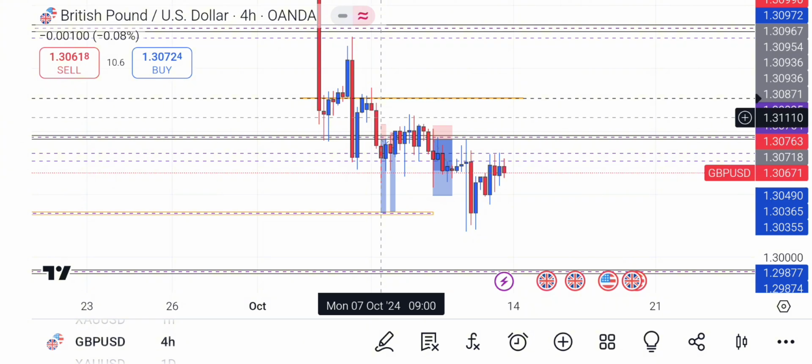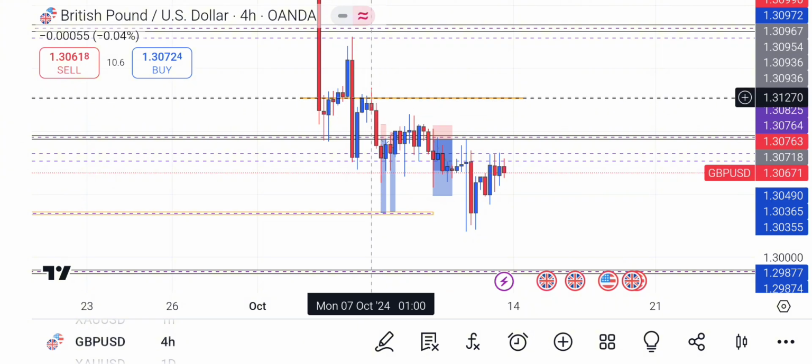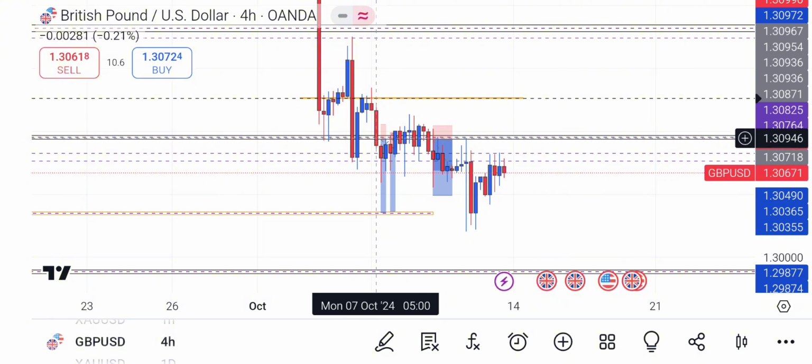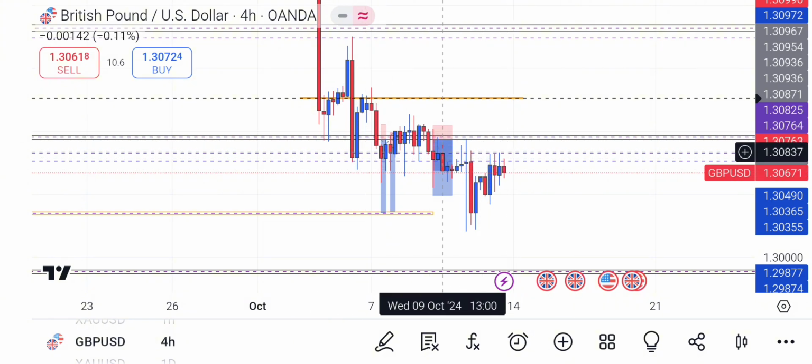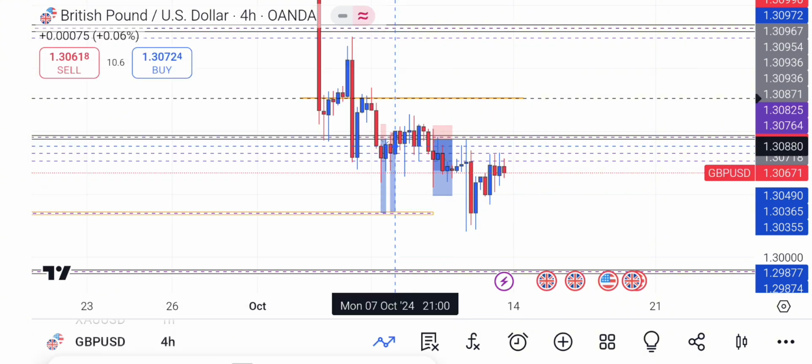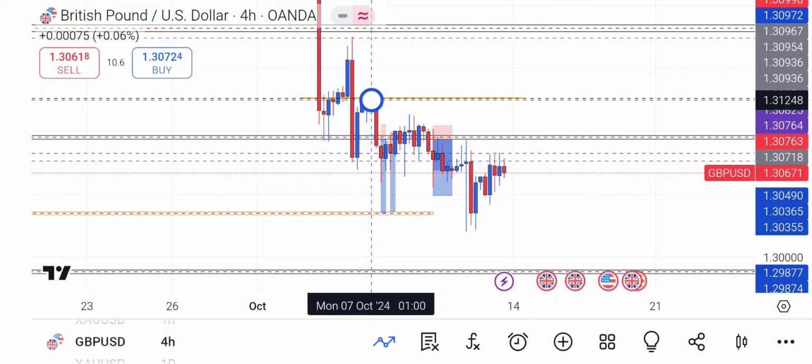I was actually waiting for an entry here. This was early in the morning, let's say 3-4 in the morning. So I was asleep then, because if I was awake I would have entered here. I was really waiting for this, but couldn't wake up before then. So I woke up, and price was already heading to this next key level here.